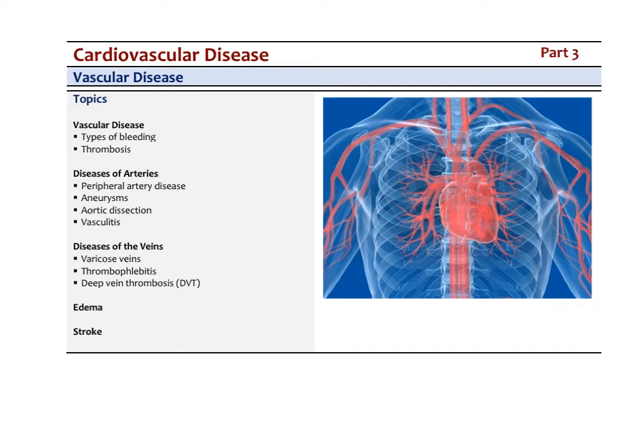Okay, this lecture will cover vascular disease. We'll look first at different clinical manifestations of vascular disease, like the different signs and symptoms, and that would include the different types of bleeding. Review quickly the idea of thrombosis, and then we'll look specifically at diseases of the arteries, like peripheral artery disease and aneurysms, vasculitis, then diseases of the veins, and then edema, and say a bit about stroke.